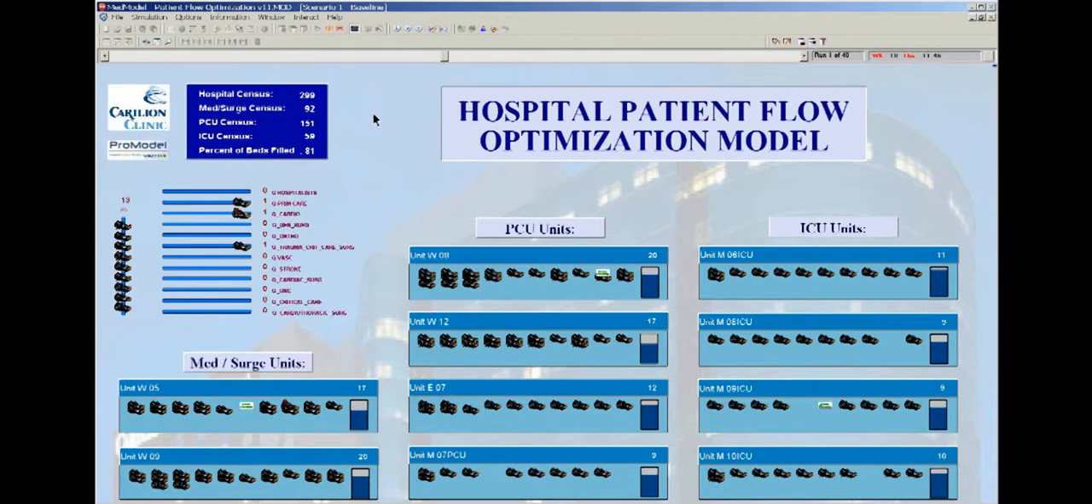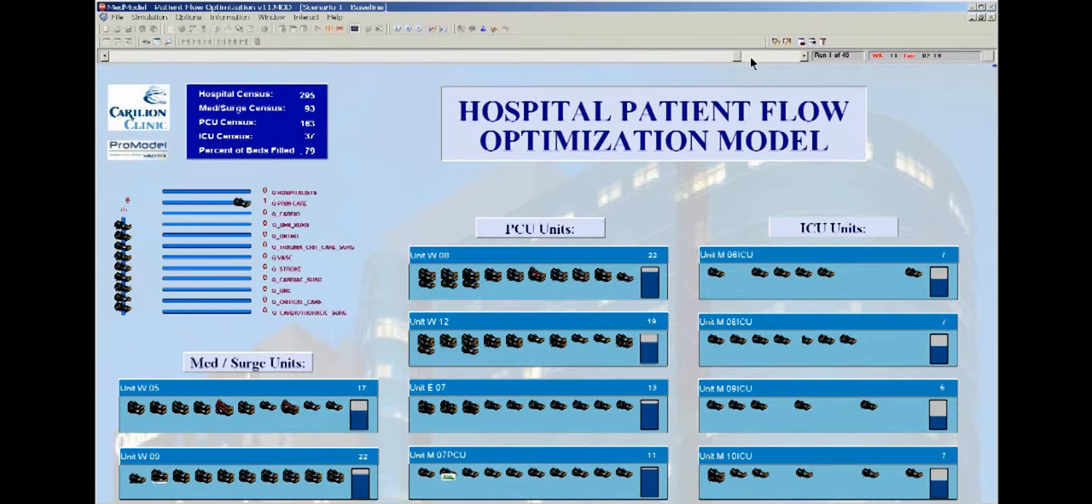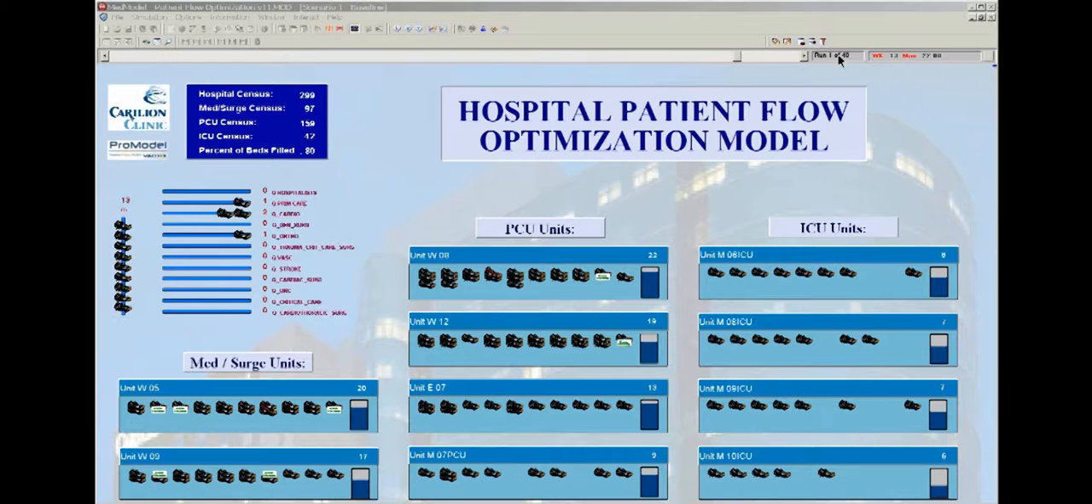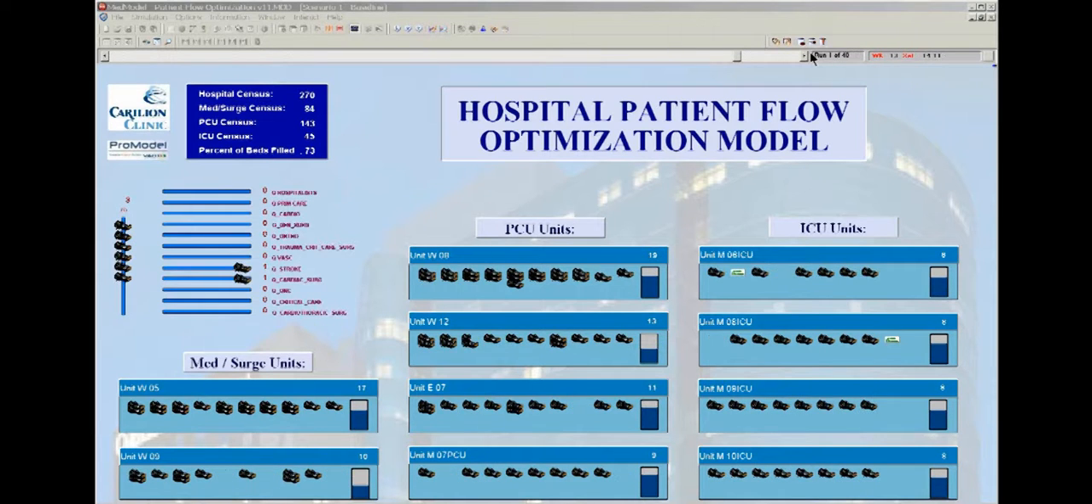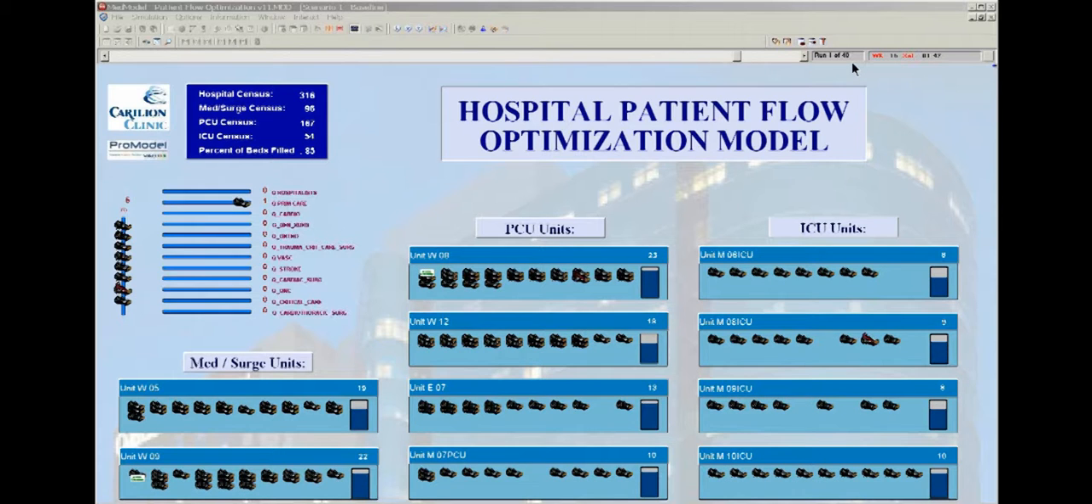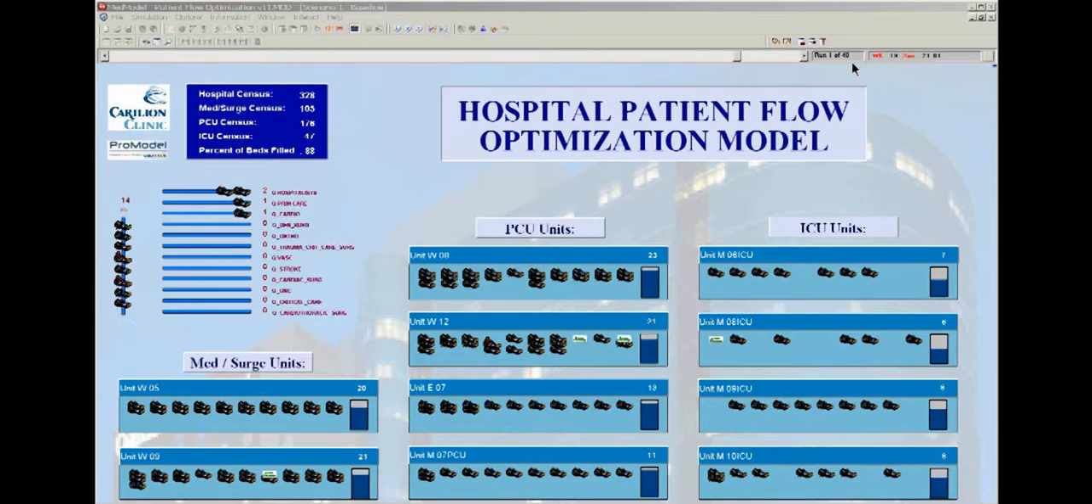So right here you have this control. I can slow down this animation. I can speed up the model as it runs. Over here I can see the replication number. This is 1 of 40. I typically run about 40 simulations. In this case, that replicates 40 years of activity. I figure that most of the variation can be accounted for in 40 years of hospital service.